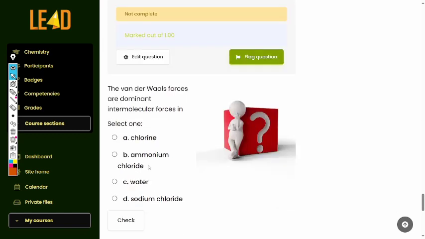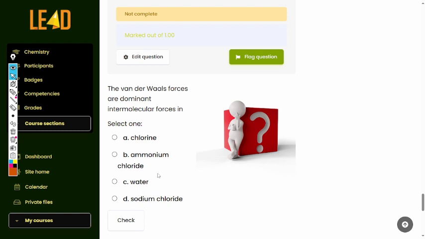Alright, 70. The van der Waals forces are dominant intermolecular forces in... Usually the van der Waals forces happen between purely covalent compounds or noble gases. The purely covalent molecule here is chlorine, because you have two chlorine atoms giving you a chlorine molecule. Because there are no charges there, what keeps the chlorine molecules together are van der Waals forces. For ammonium chloride, it's ionic bond between ammonium ion and chloride ion.